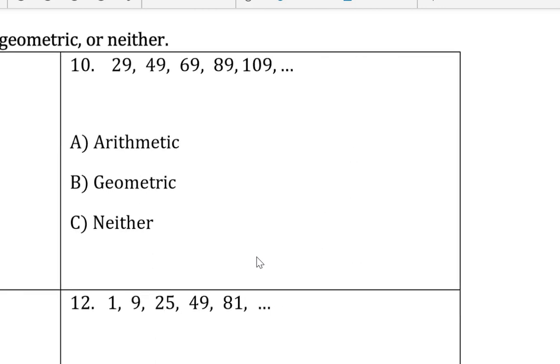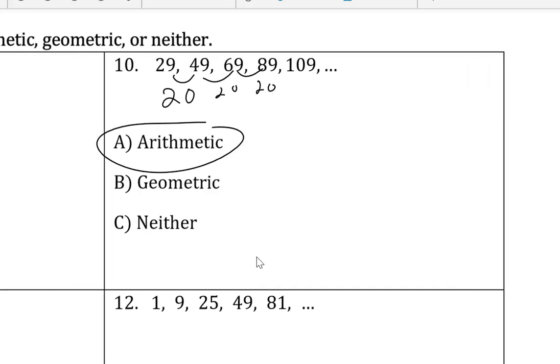Over here, we'll check arithmetic first. So I subtract, and I get 20. Subtracting these two terms gives me 20. I see the pattern continues of subtracting 20, so we are arithmetic.